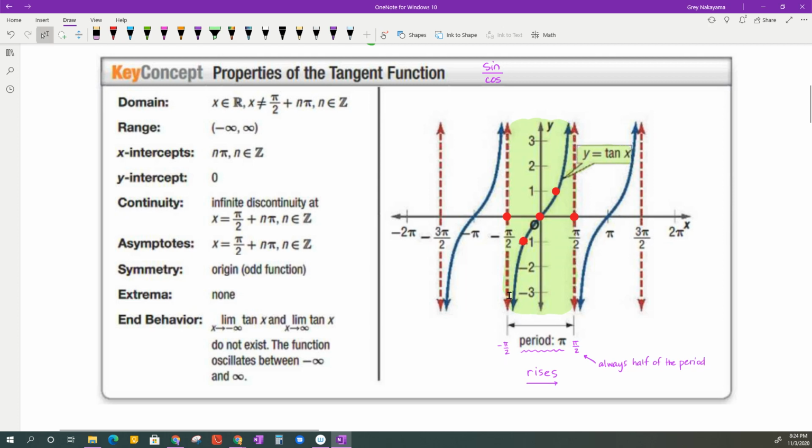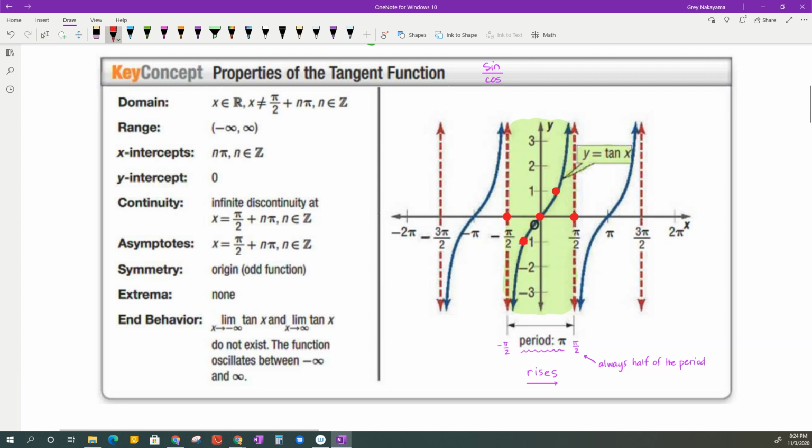That is the essence of it rising, but this is basically your A value. If halfway between the 0 and the asymptote you go up 2, then you would have a 2 in front of the tangent, because that's stretching it.